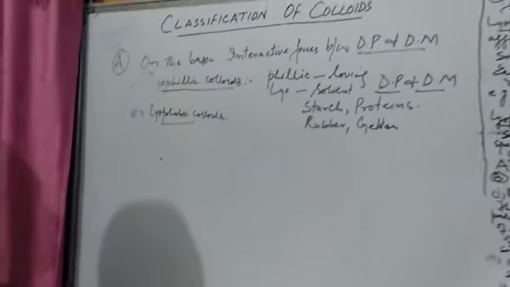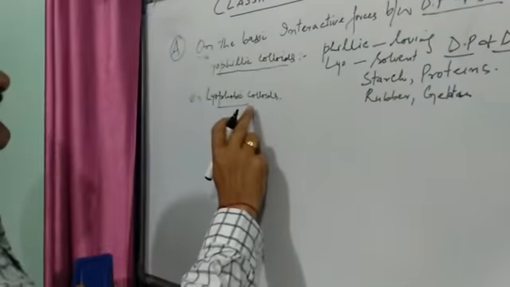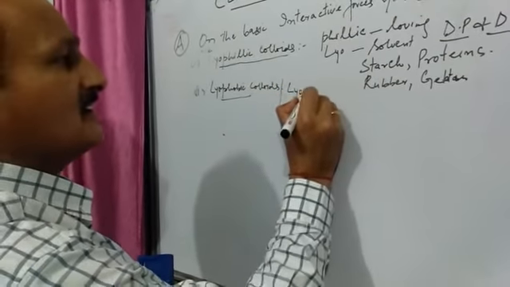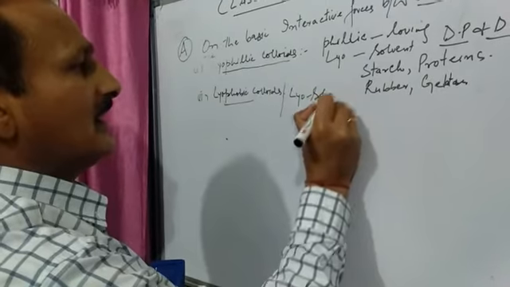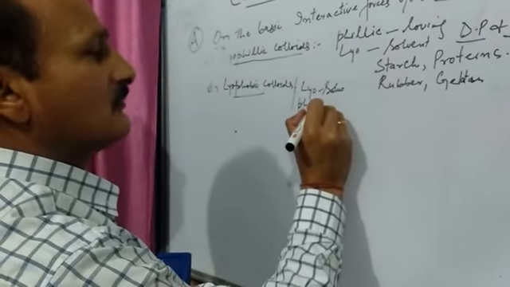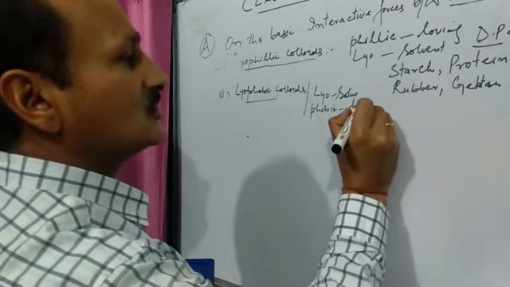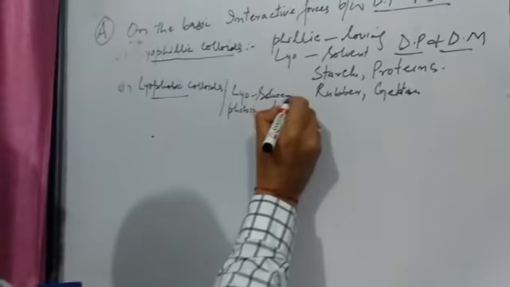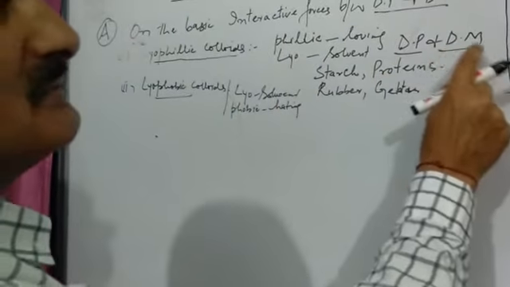These are some common examples of lyophilic colloids. Now, as far as lyophobic colloids are concerned, lyo again means solvent, and phobic, this is not philic this time, this is phobic. Phobic means hating. So these are those colloids which are solvent hating. By solvent I mean dispersion medium.